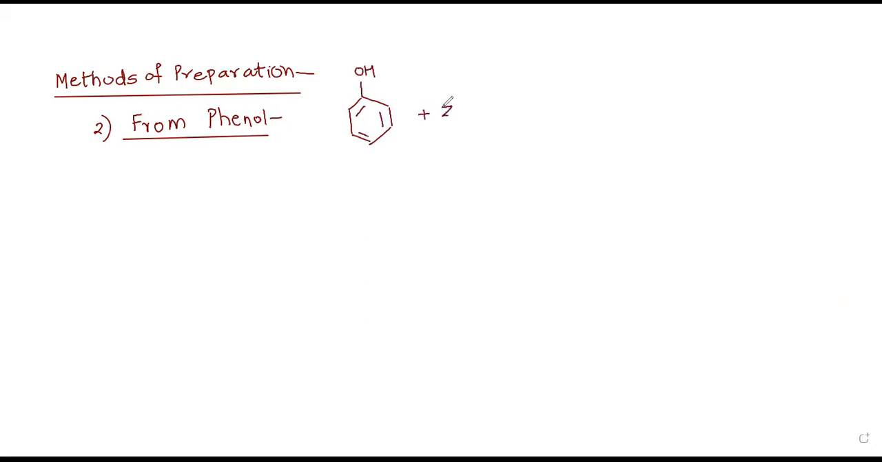Now simply heat it with zinc powder. Zinc will take away oxygen. So this oxygen goes with zinc. What is left over is just plain benzene. We don't write this hydrogen. This hydrogen will come over here, but we don't write it because everywhere it's hydrogen.